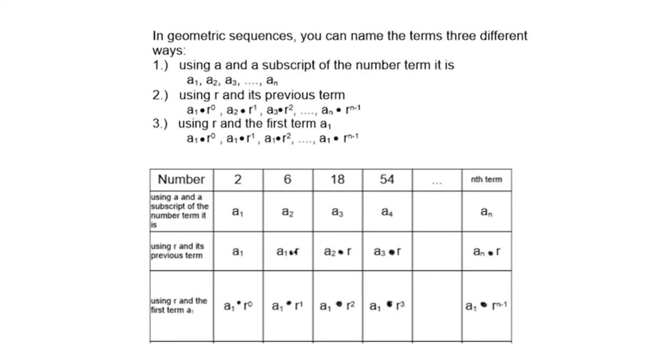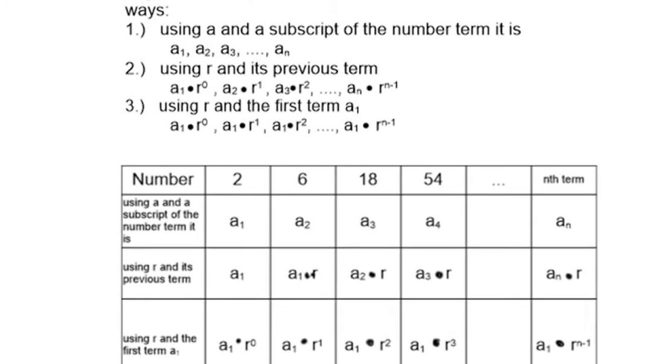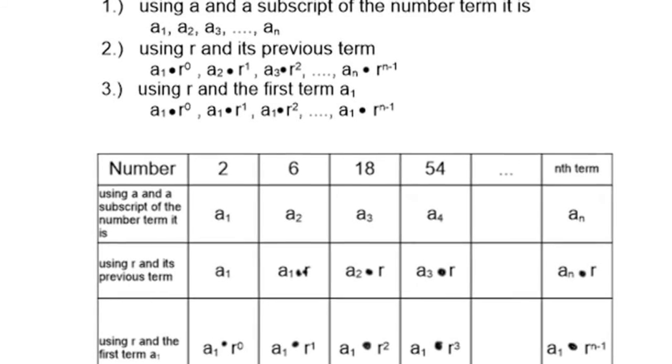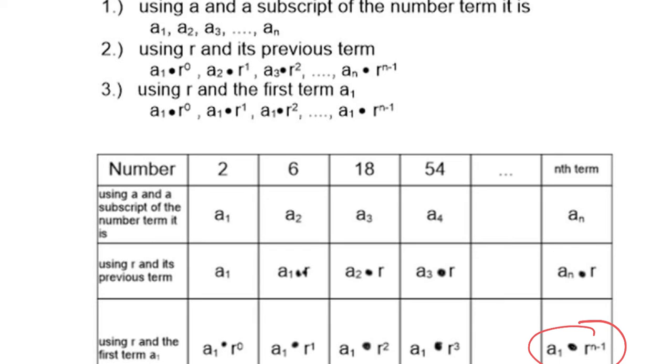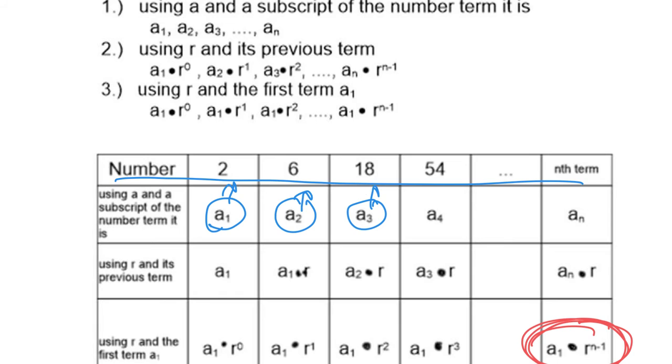Keep going. Okay, this is an explanation as to how we get this formula. This formula is one you're going to use. So if you want to know how we get it, this is how. This is an example. So this 2 is your first term, 6 is your second term, 18 is your third term. This is how you write which term it is. A to the subscript 4 is your 54. Whatever term it is, a subscript n.